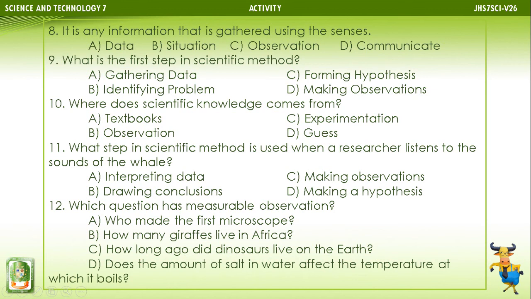10. Where does scientific knowledge comes from? A. Textbooks. B. Observation. C. Experimentation. D. Guess. 11. What step in scientific method is used when a researcher listens to the sounds of the whale? A. Interpreting data. B. Drawing conclusions. C. Making observations. D. Making a hypothesis.